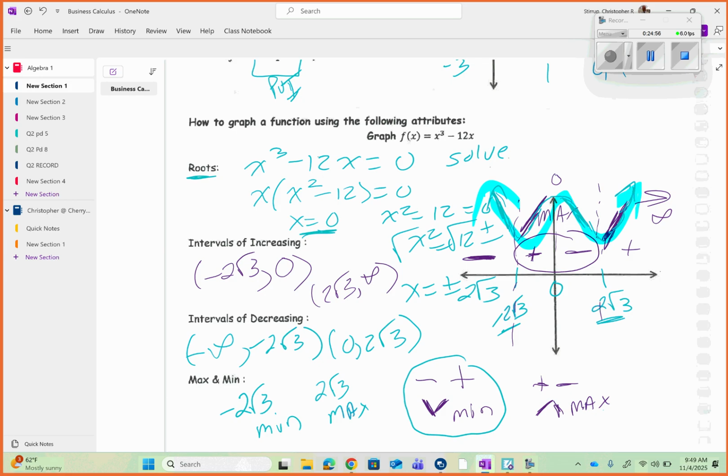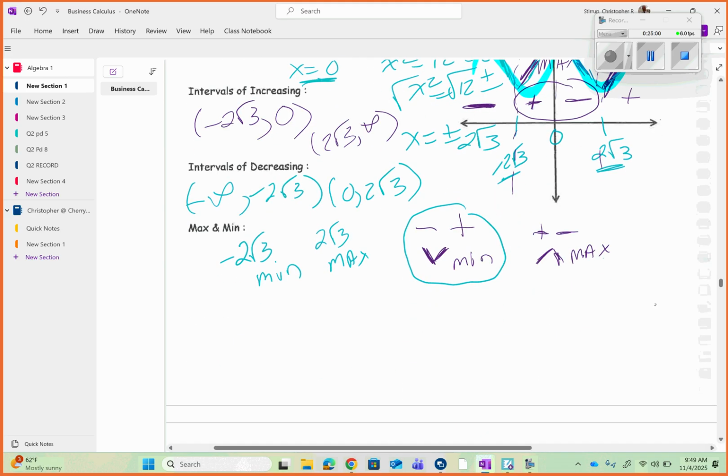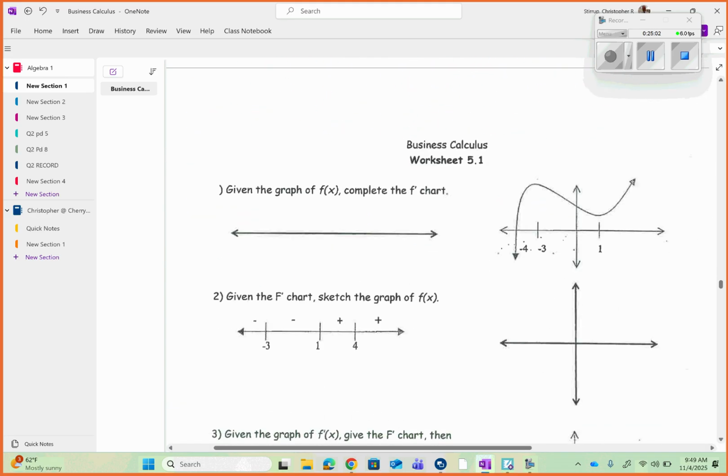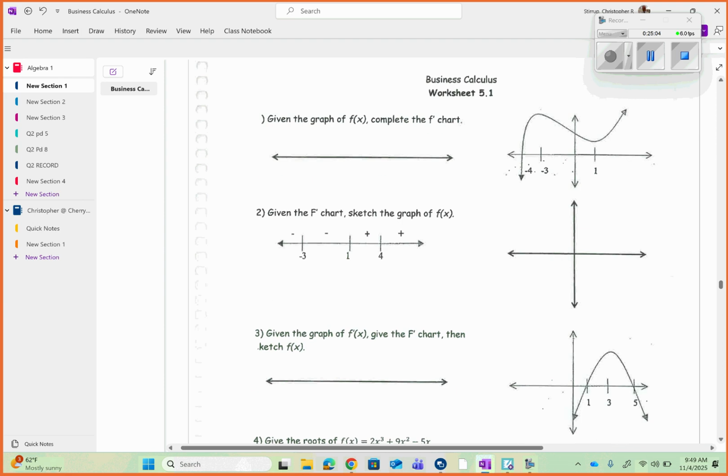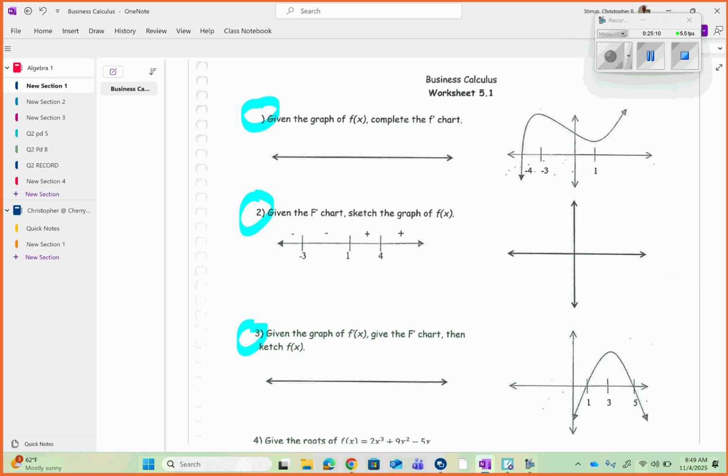So I want to give you the opportunity to take a look at some of these. Would you try 1, 2, and 3 before you leave? And we'll call that good for tomorrow. We'll go over those tomorrow. 1, 2, and 3 on worksheet 5.1. Thank you.